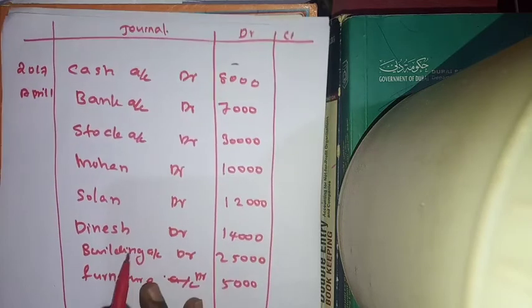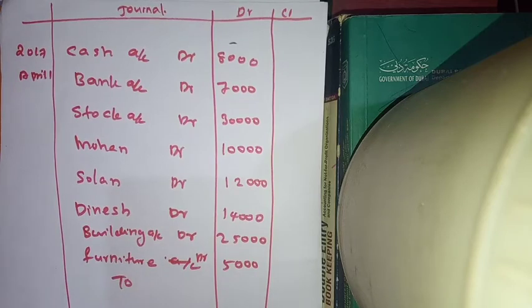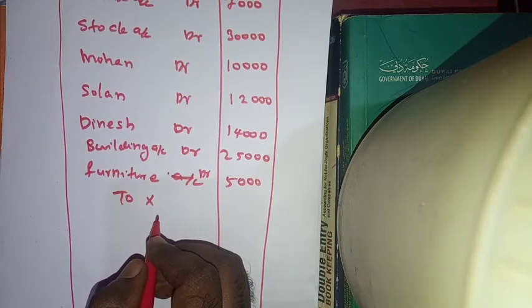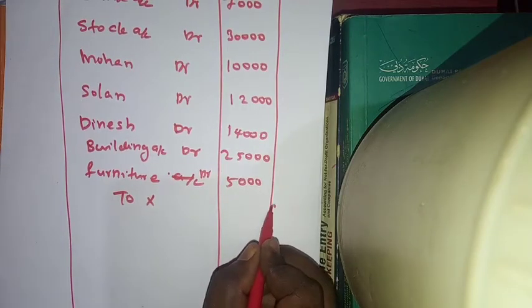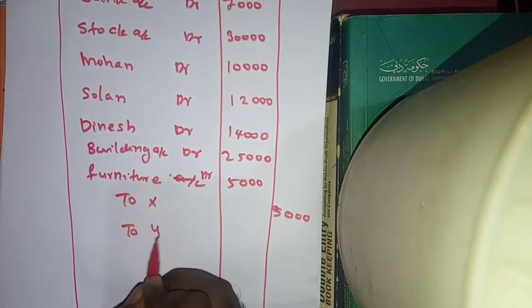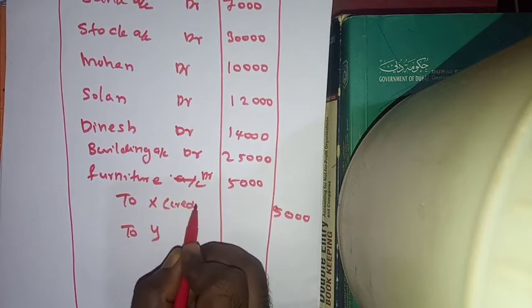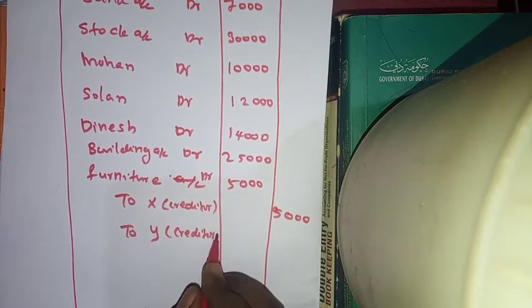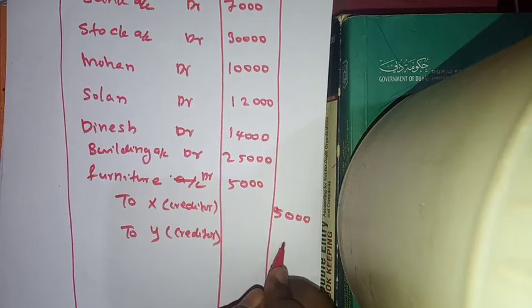Then, beta, all the liabilities are credit side. Liability: creditor is a liability, credit side, isn't it? So the creditor 2x, what is the answer? The creditor value is 5,000. Then 2y is a creditor. Okay, creditor account, credit side. What is the amount? The amount is 6,000.